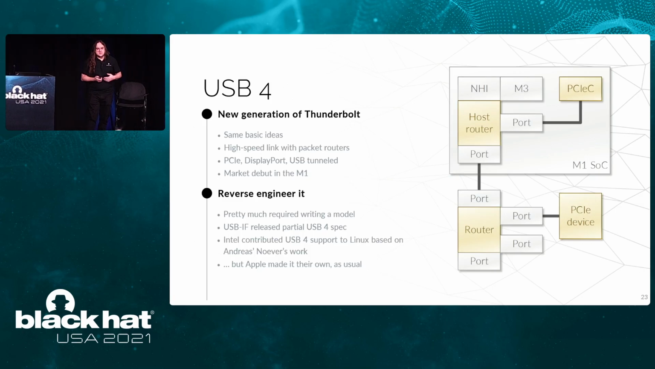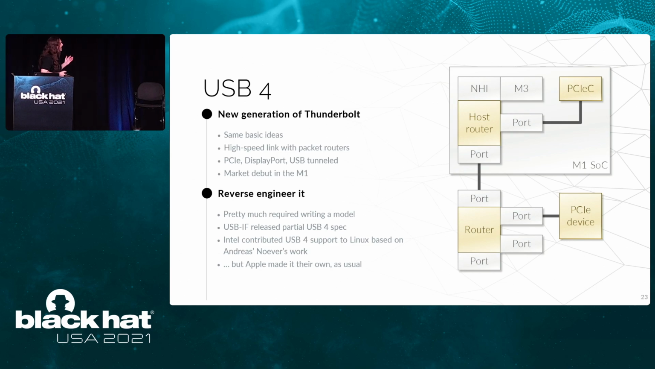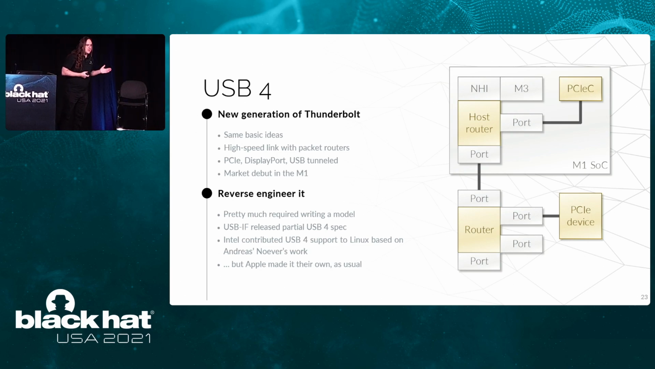And finally, I would like to give you a very short overview of the really innovative feature that Apple added in the M1. It's USB 4. So USB 4, despite being called USB, has very little in common with the USB that you all love to exploit. So they have basically borrowed the whole design from Thunderbolt.